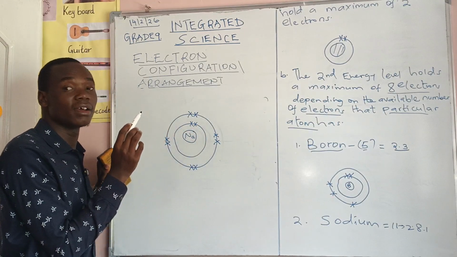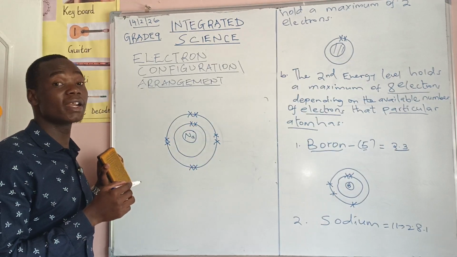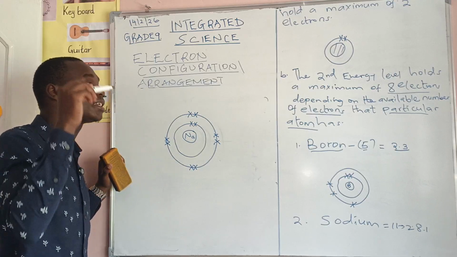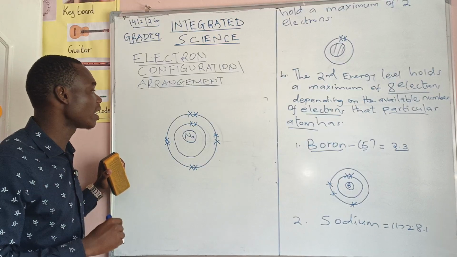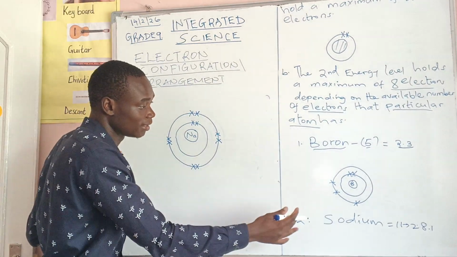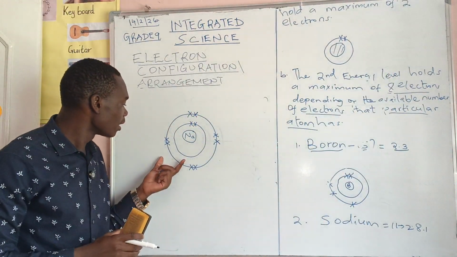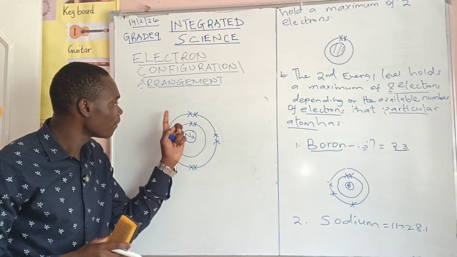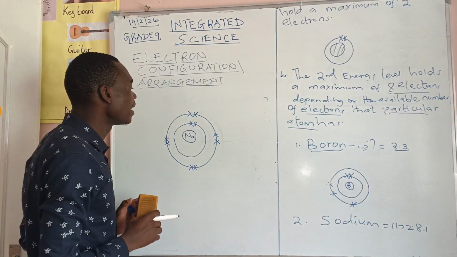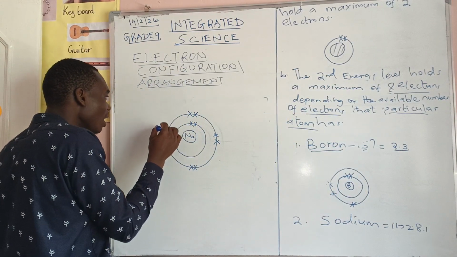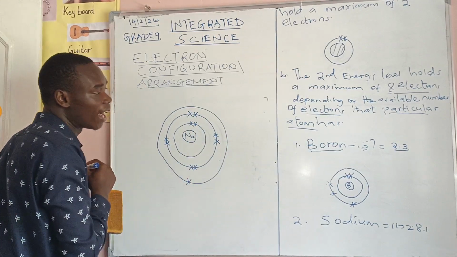The first energy level, the rule says, can accommodate 2. The second energy level, the rule says, can only accommodate 8. It must, depending on the available number of electrons that particular atom has. Because sodium has 11, you can see 1, 2, 3, 4, 5, 6, 7, 8, 9, 10. What remains is 1 because sodium is number 11. So we have to draw another energy level somewhere, and we put our 1 there.